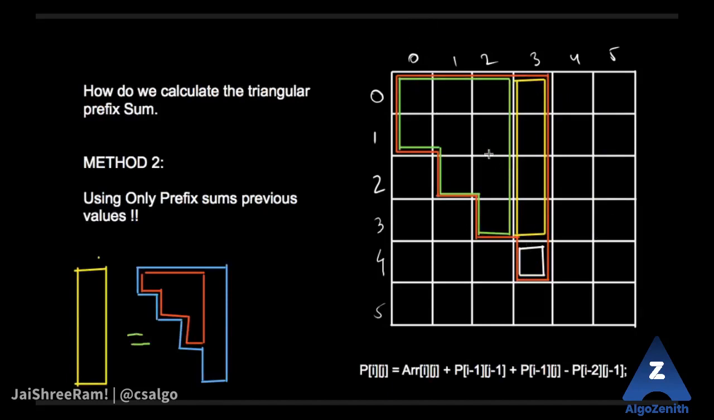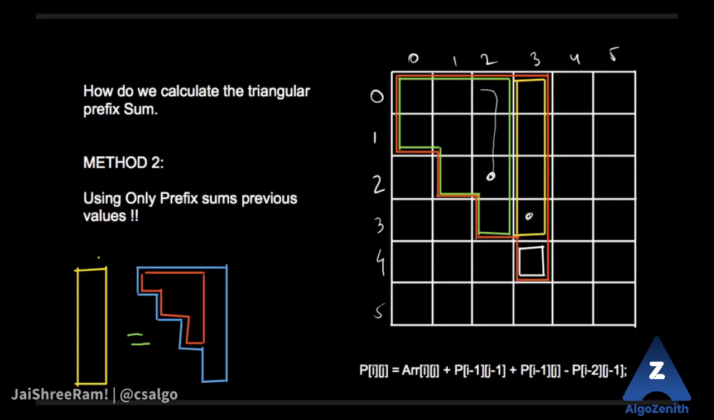Let's say you need to find this red region. You already know this ARR of i comma j, which is just an individual cell. Then you need to find this green region and this yellow region. This yellow region can be broken down into two triangles, this blue region and this red region. If you subtract this red region from the blue region, you get a shape similar to the yellow region. Something similar we can do over here for this yellow region: this value minus this value would give you this yellow region.